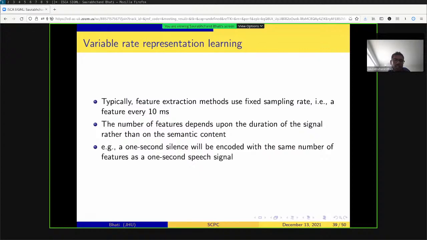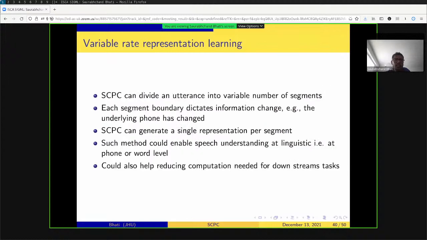And if you look at all the representation learning tasks, even from handcrafted features such as MFCCs or CPCs or others, they use a fixed sampling rate. And by fixed sampling rate, I mean a feature is extracted every 10 milliseconds, and the number of features extracted from a speech signal just depends on the duration rather than the semantic content. And we wanted to use SCPC for sampling speech irregularly whenever there is a semantic content change rather than just the length. And that's what we did.